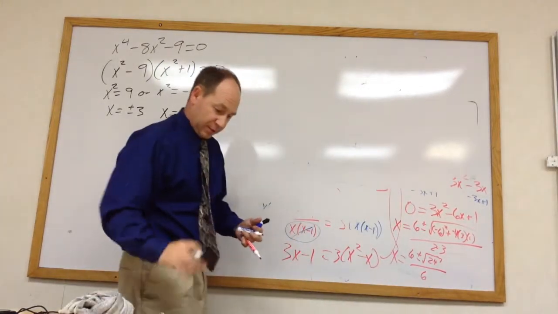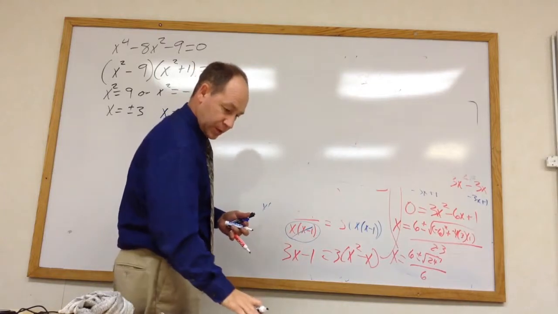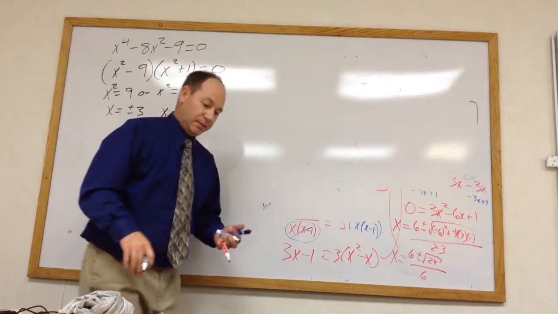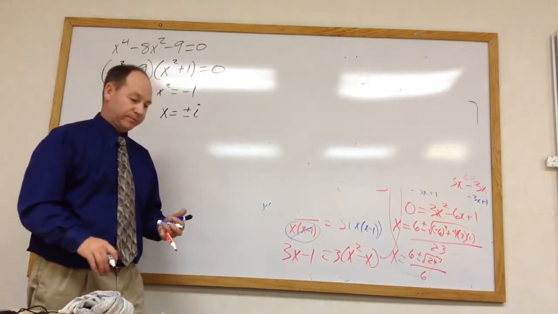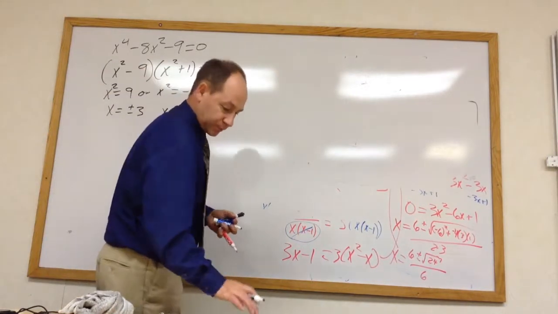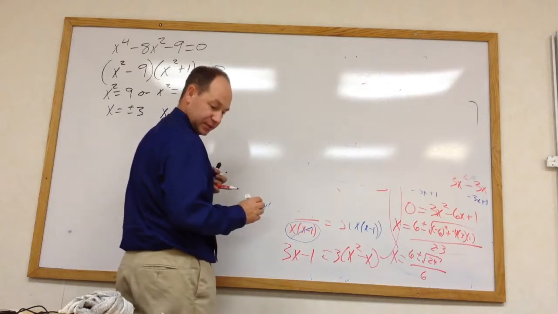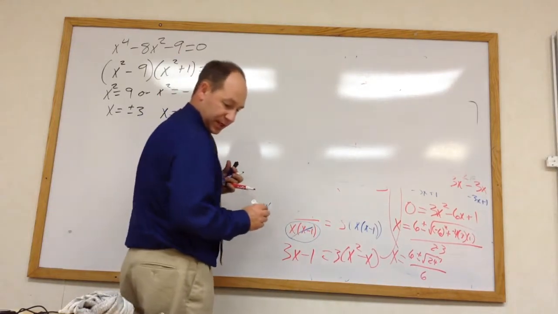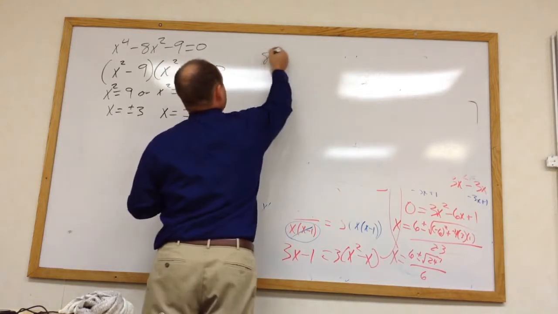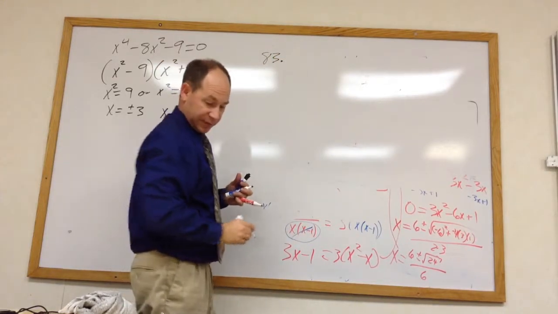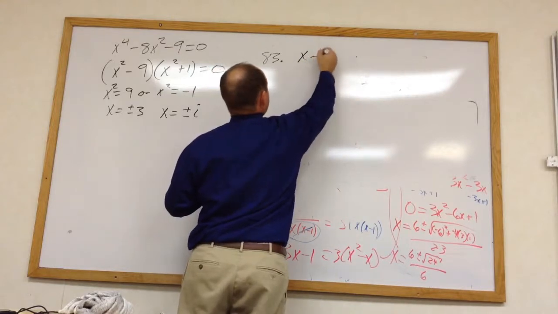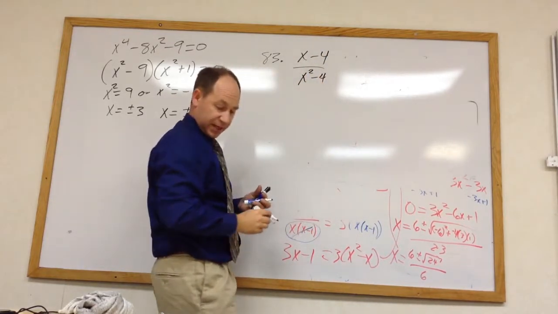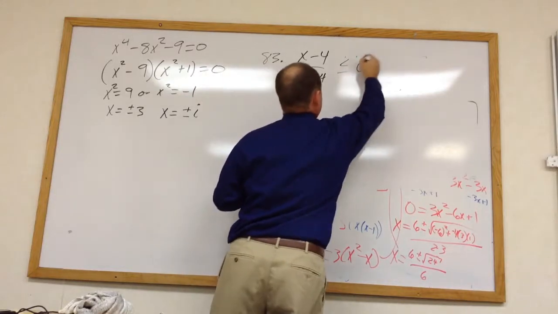Let's see where else we want to go here. 49. You know what? I'm going to skip that one. Maybe I'll come back to it. 75. 3x minus 2 is greater than negative 11. Nope, we're going to go right to 83. Timing-wise, 83, we look at that when we say x minus 4 over x squared minus 4, and here's the key on this one, is less than or equal to 0.